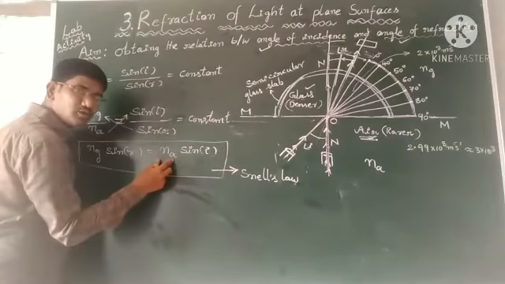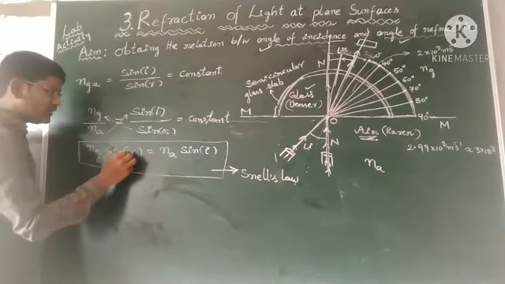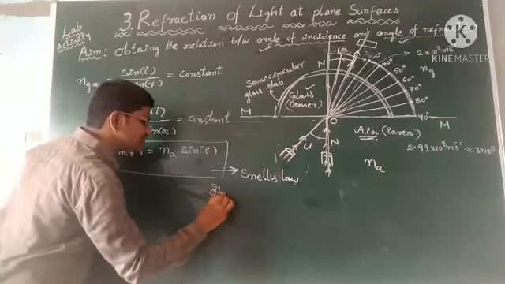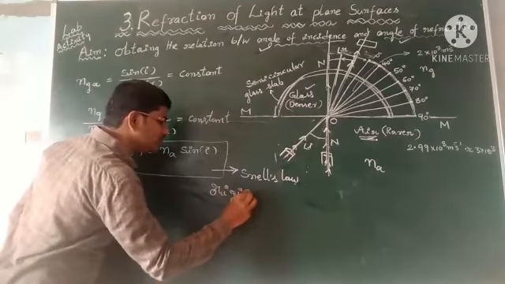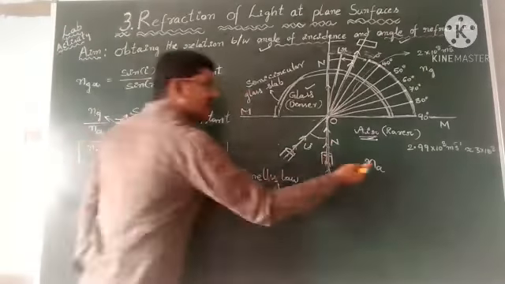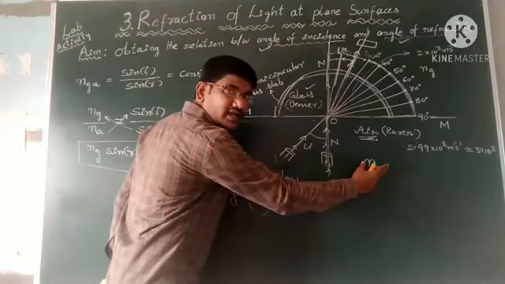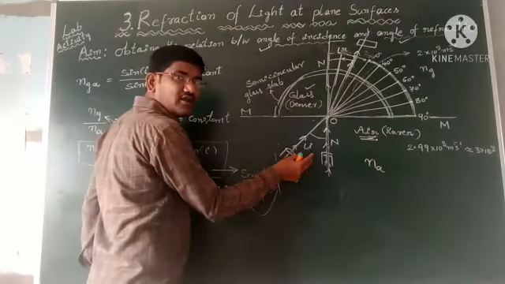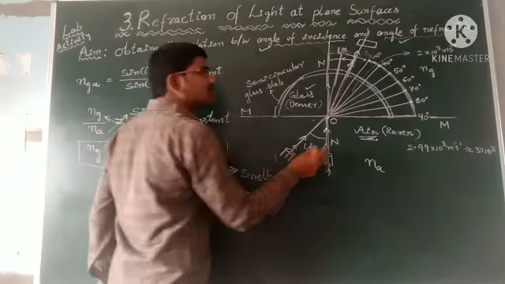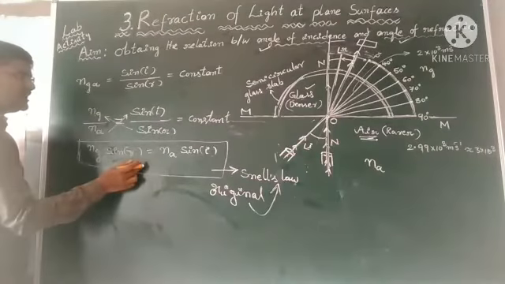Then sin i into n_A is the same as sin r into n_g, which is named the original Snell's law. You should remember that Snell's law means this only. For one particular medium you have one refractive index and one angle of incidence. n_A into sin i, that product, is the same as n_g into sin r. So this is called Snell's law.